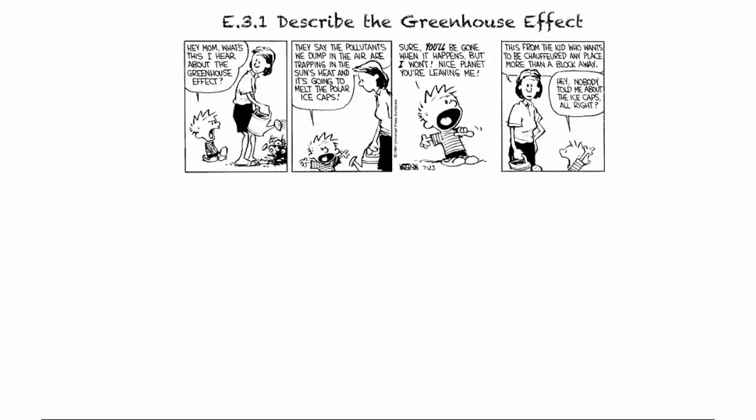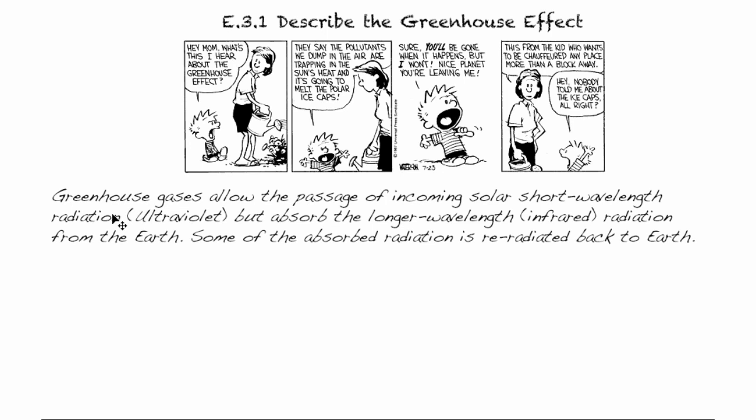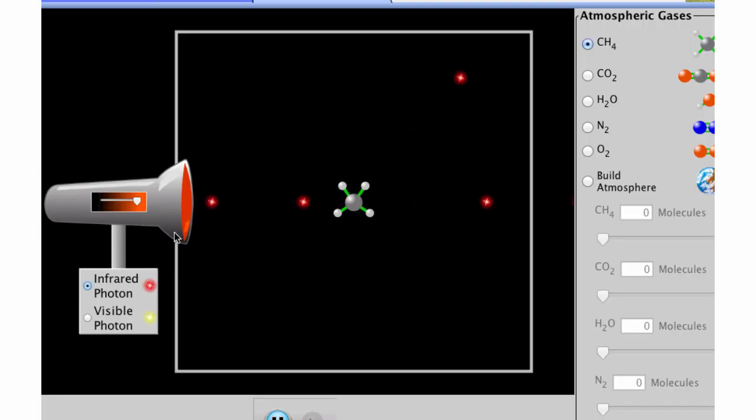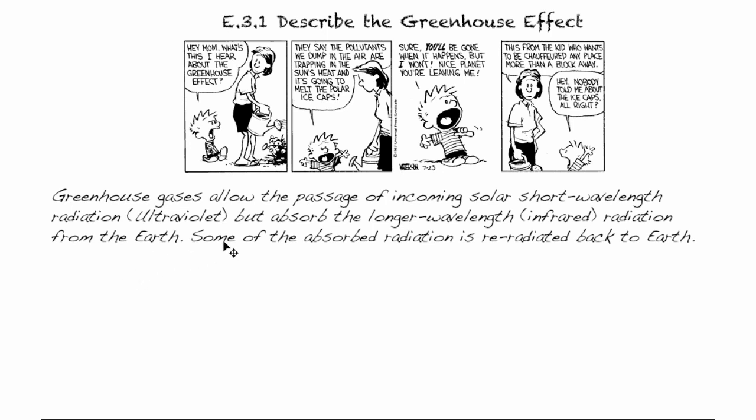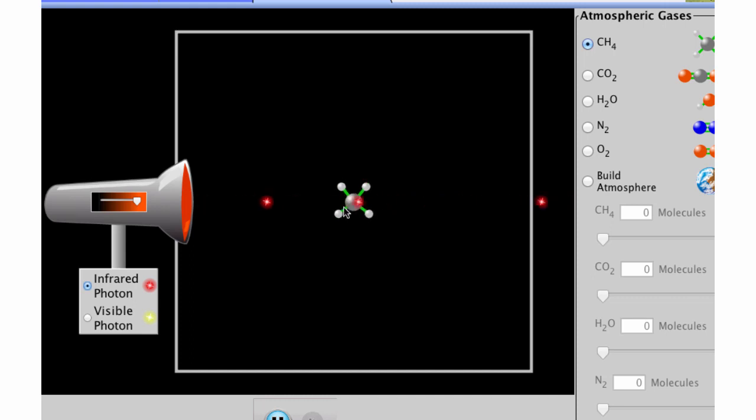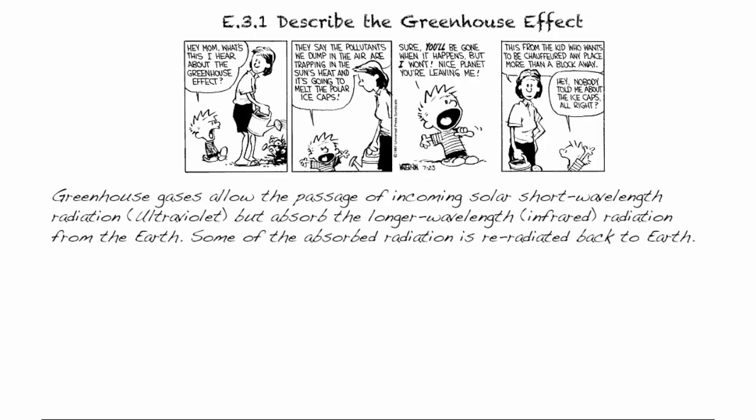So let's talk about a perfect IB answer for this. Greenhouse gases allow for the passage of incoming solar shortwave radiation, or ultraviolet, but absorb the longer wavelength infrared radiation from the Earth. And that's what we just showed you through here. The photons from the sun can pass through, while from the Earth, the IR will interact. Some of the absorbed radiation is re-radiated back to Earth. So anytime we see one of these going off in a different direction, that means re-radiated.